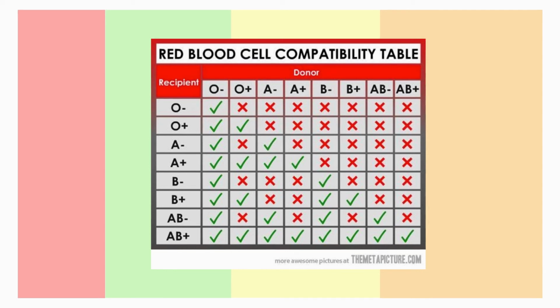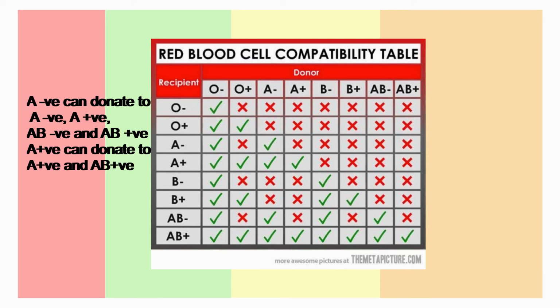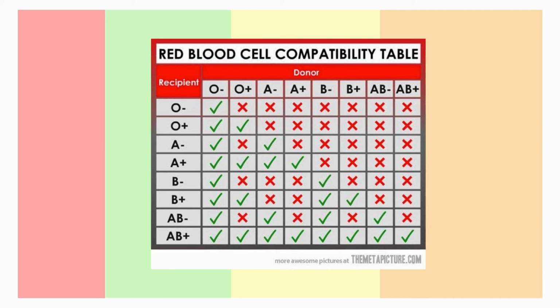So, the A negatives can donate only to the A negative and the A positive, whereas the A positives can donate only to A positives. Similarly, B negatives can donate to both B negative and B positive and also to AB positive and AB negative, whereas B positive can donate only to B positive and AB positive.